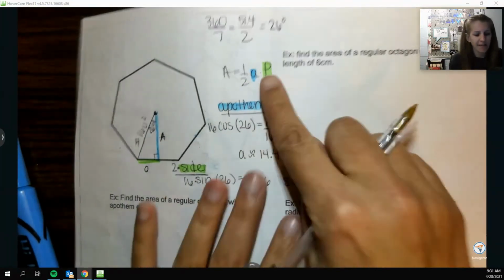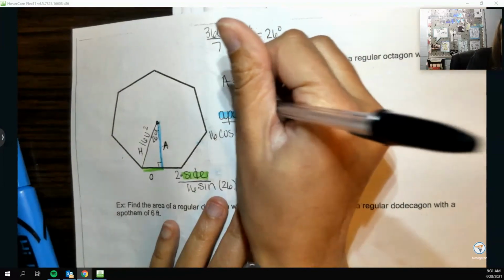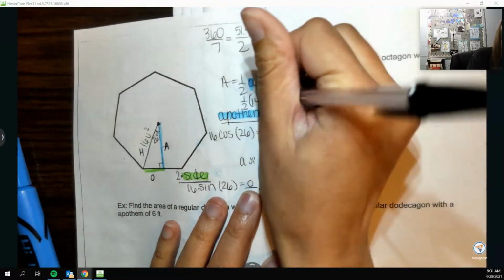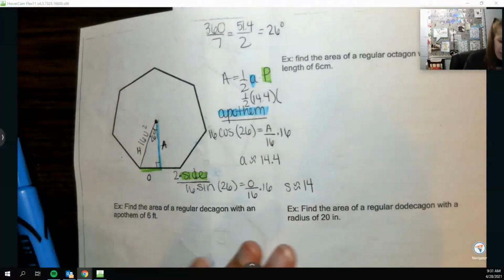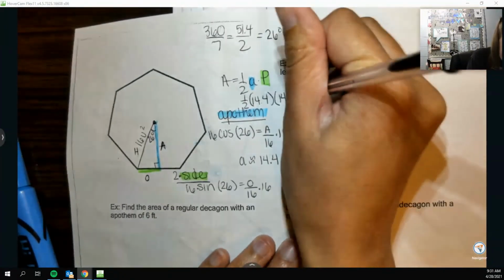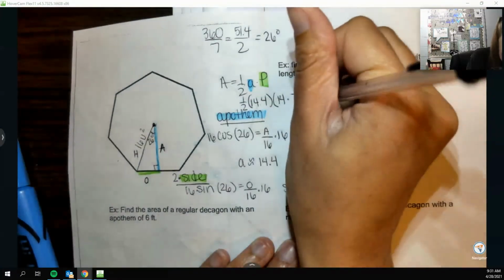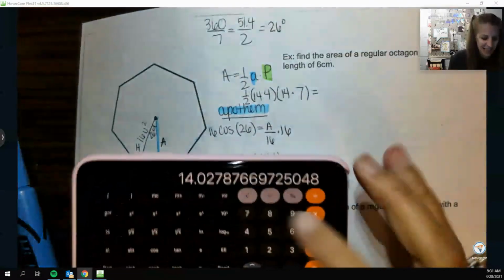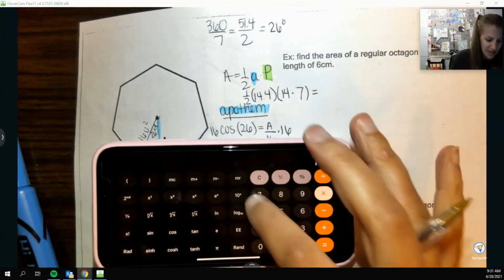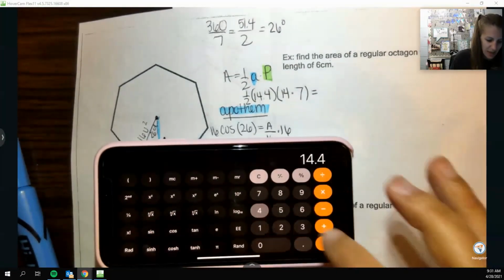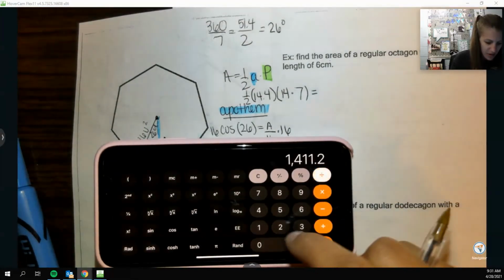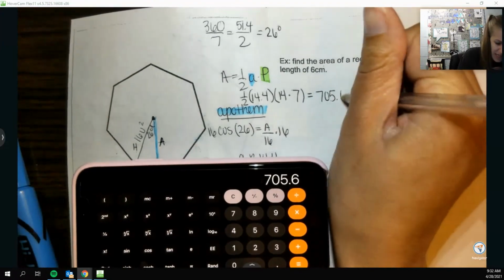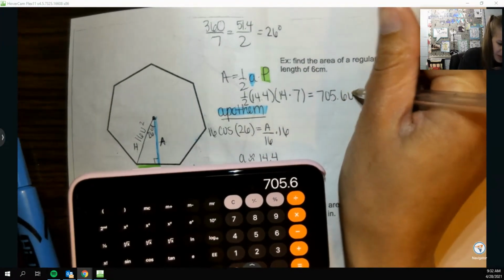Now I can go back and finish finding my area. So we'll have half the apothem, which we found was approximately 14.4, times the perimeter, which is the side length, times how many sides I have, which is 7. And so if we do all of that, let's see, we got 14 times 7 times 14.4, take half. So 705.6 units squared.